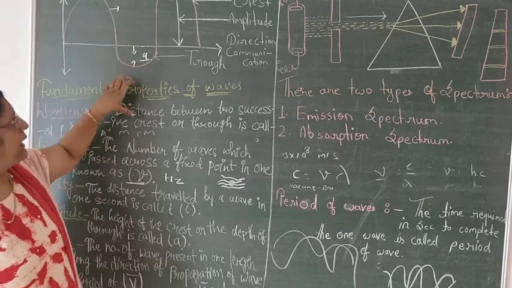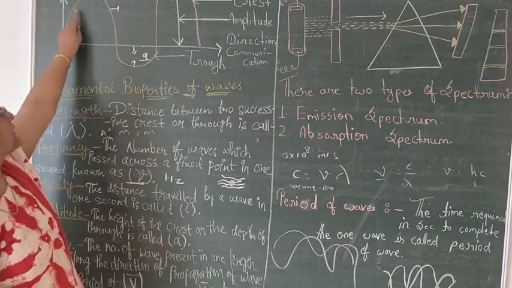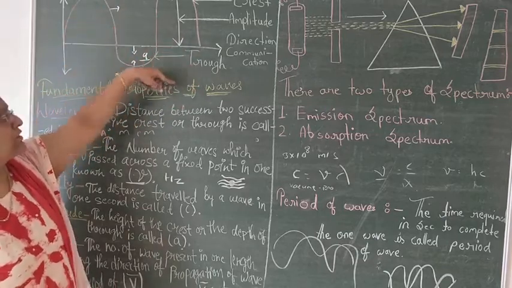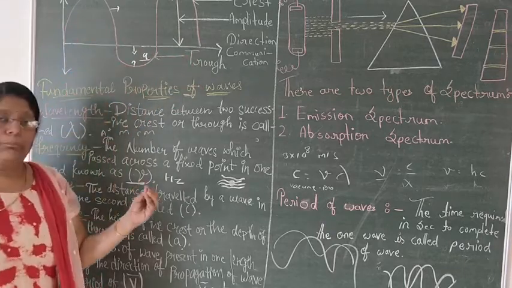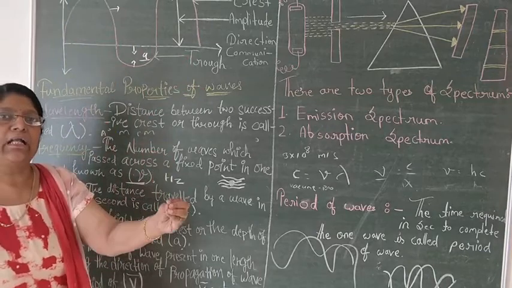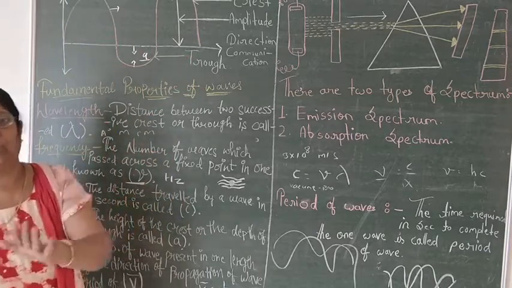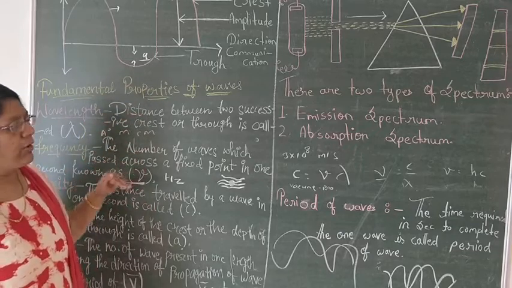Maximum depth and maximum height is known as amplitude. The distance between two successive crests and troughs is known as wavelength. The number of waves passing a particular point within a second is known as frequency. So these three things are very important.